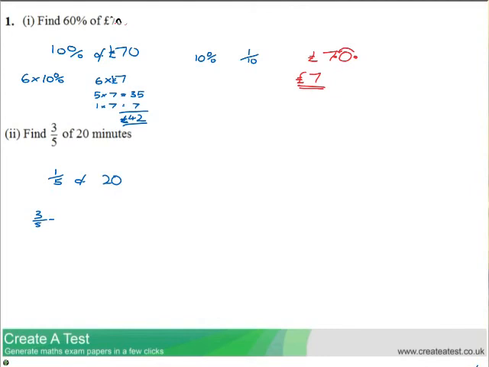Well, 3/5 is 3 times 1/5. I'm just going to times the amount I get by 3. So 1/5 of 20 is like dividing 20 by 5. So 20 divided by 5 gives me 4. So 1/5 of 20 equals 4. 3/5 of 20 must be 3 times 4, which is 12. So 3/5 of 20 minutes is 12 minutes.